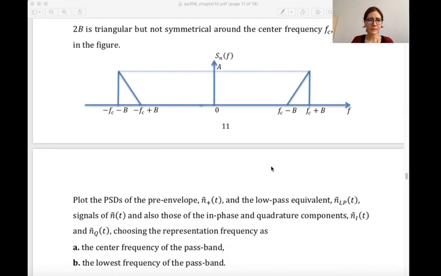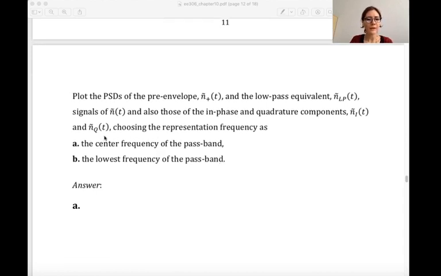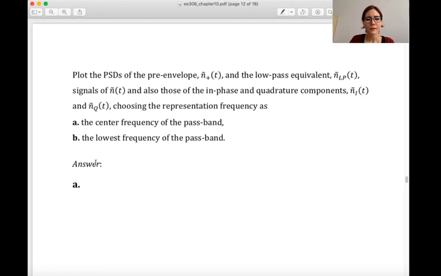So this is fine. What we're asked to find is the power spectral densities of the pre-envelope process N plus of t, the low-pass equivalent process N_LP of t, and also the spectrum of the in-phase and the quadrature components. So we will do the same thing twice. I'll actually solve part A, and then I'll leave part B to you, whose answers I also provide, so you can just cover it and then work it on your own. The center frequency of the passband is chosen as the representation frequency, or the reference frequency Fr.